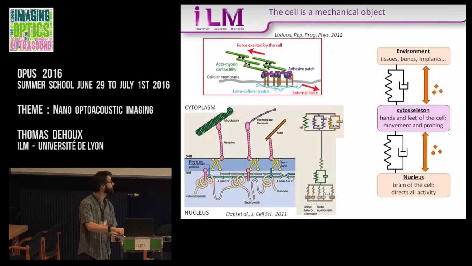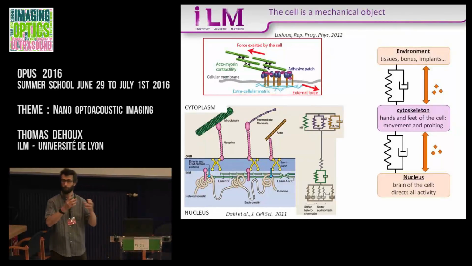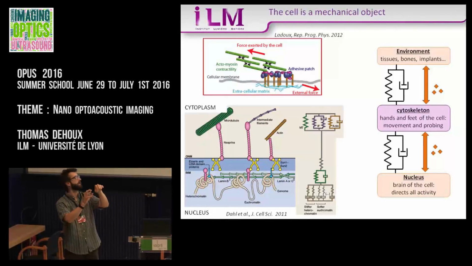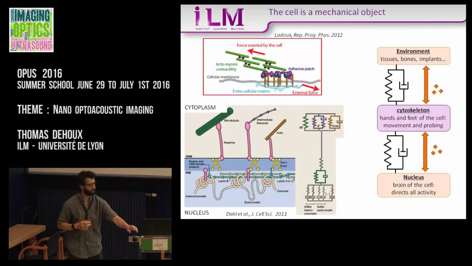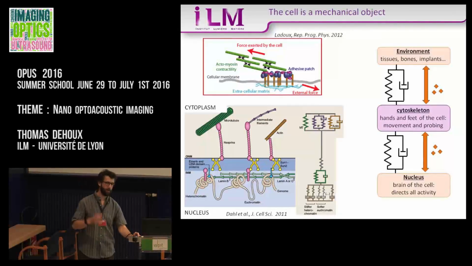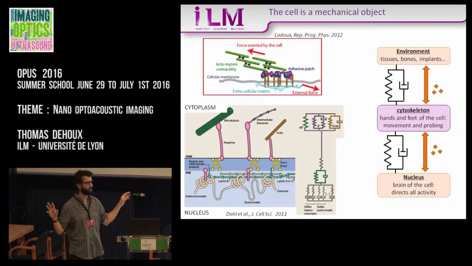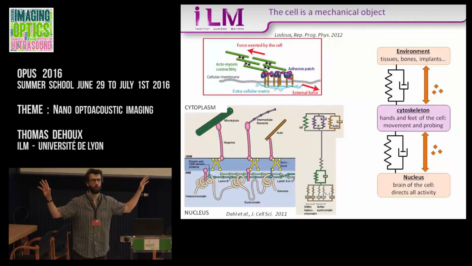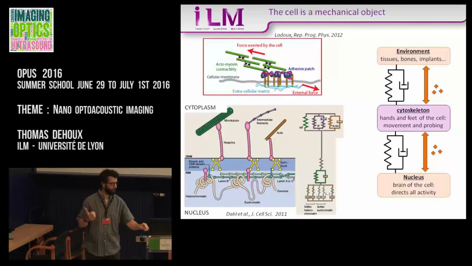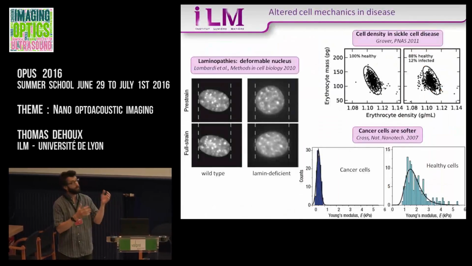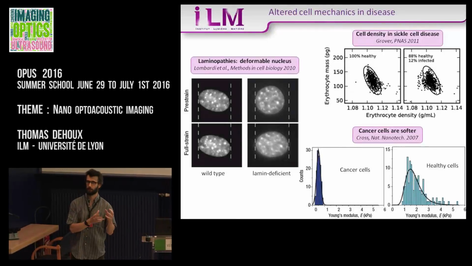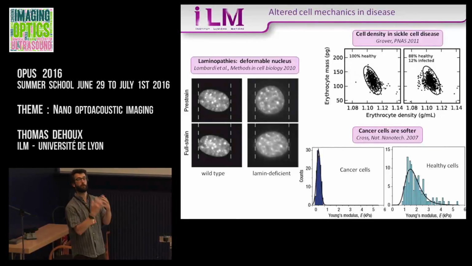And these forces are sensed by the cell, and then they are transmitted to the brain of the cell, to the nucleus, through this mechanical chain of communication. And then the nucleus can take the proper actions given the information about the elasticity or the mechanical properties of the environment. One consequence of this is that if you have any alteration of the mechanical properties of the cell, then you will have a dysfunctional behavior of the cell.